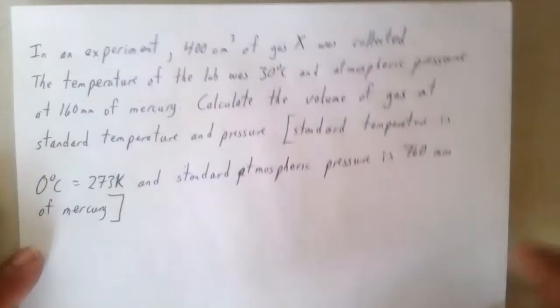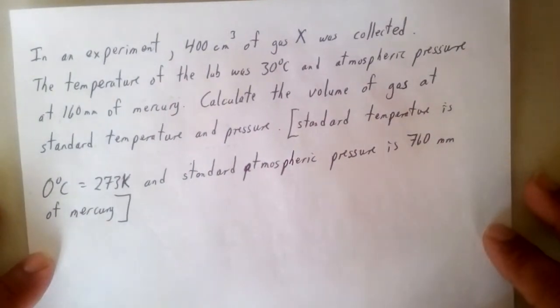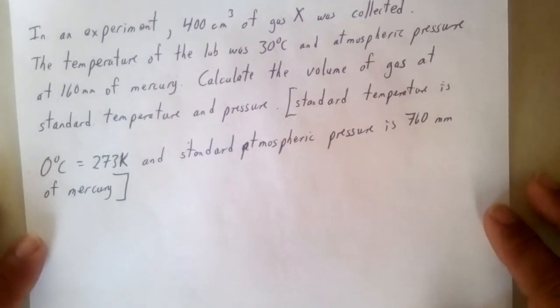Okay, so we will go with the next problem now. Here we have, in an experiment, 400 centimeter cubes of gas X. We are not interested in what gas it is. It's just simply a gas was collected. The temperature of the lab was 30 degrees Celsius, or in other words, room temperature, and atmospheric pressure at 160 millimeters of mercury. Calculate the volume of gas at standard temperature and pressure. Standard temperature is 0 degrees Celsius, which is 273 Kelvin, and standard atmospheric pressure is 760 millimeters of mercury.